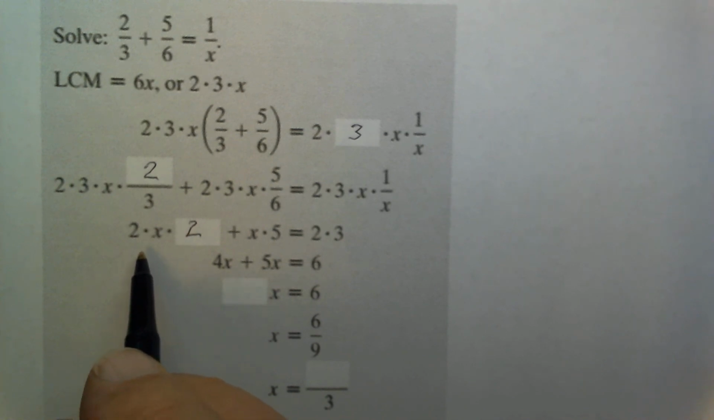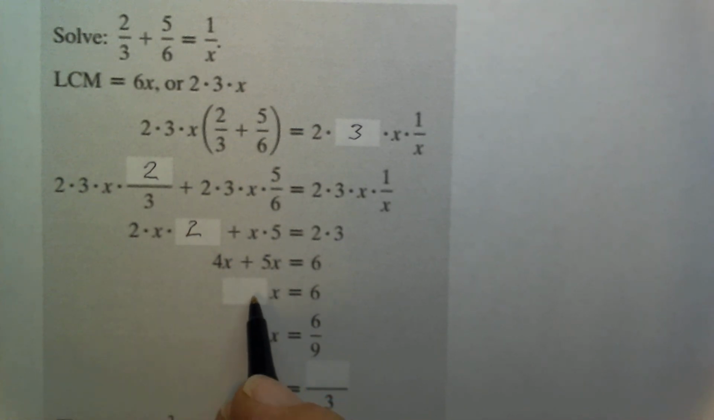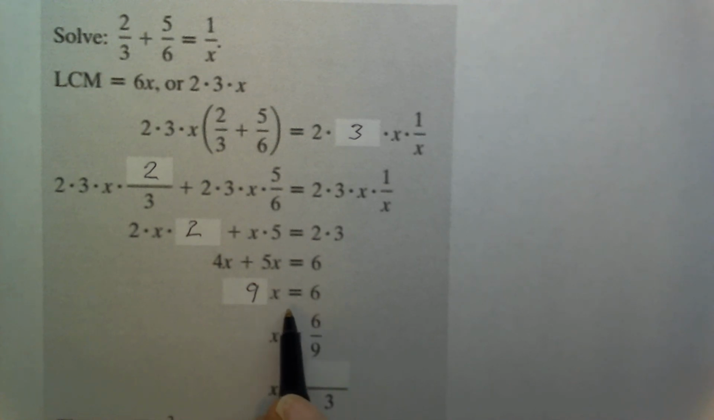Therefore, we have 4x plus 5x is 9x equals 6. Dividing both sides by 9 gives us 6 divided by 9, which we can reduce to 2/3. And by the way, that checks and is the solution.